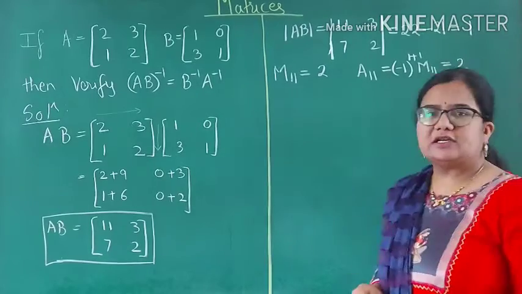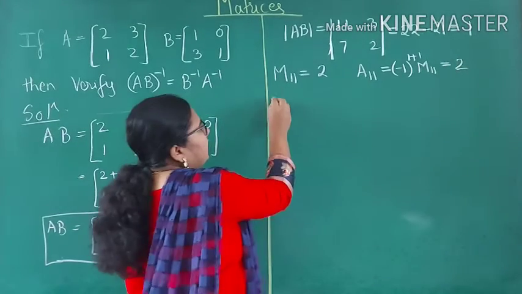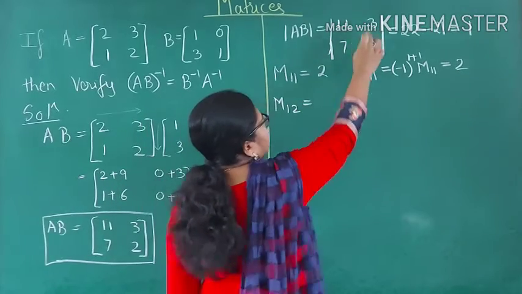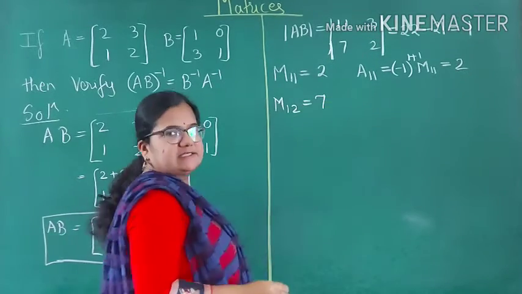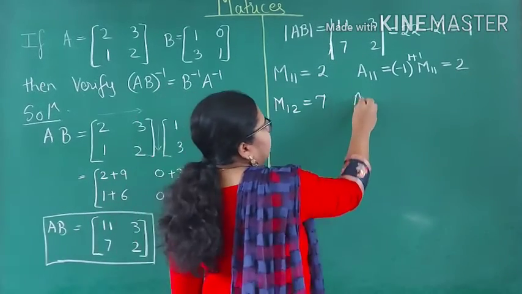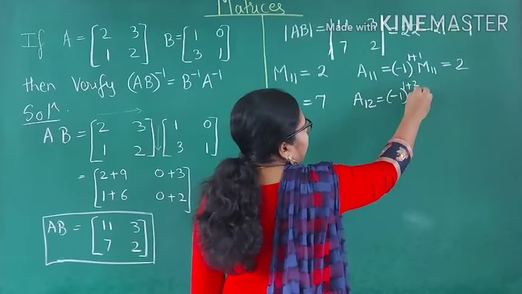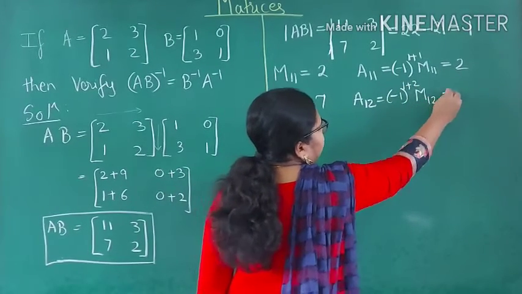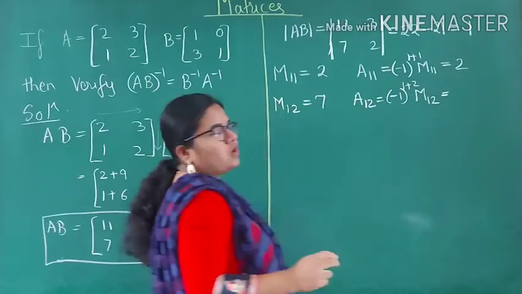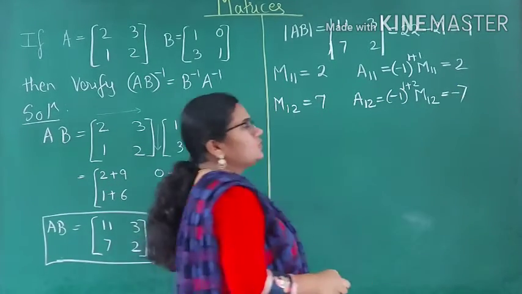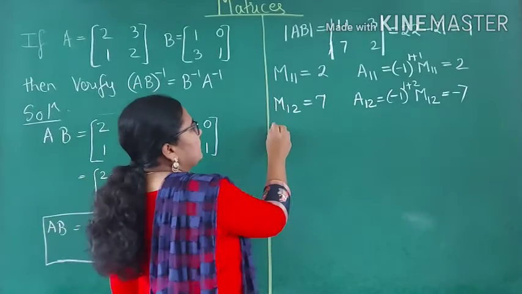So the cofactor is 2. Now next you have to find M12, which means you eliminate the first row, second column. So the answer is 7. And what will be the cofactor? A12 will be equal to minus 1 to the power 1 plus 2 into M12. 1 plus 2 means odd. So minus 1 into 7 is minus 7. So the second cofactor is minus 7.